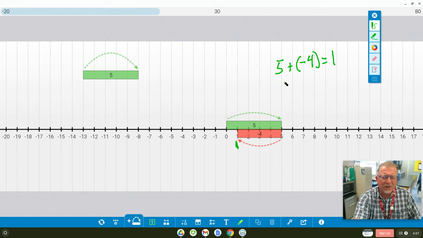We had 5, and what does that seem like we're doing here? We're doing 5 minus 4 equals 1. So when we add a negative, it's like subtracting.